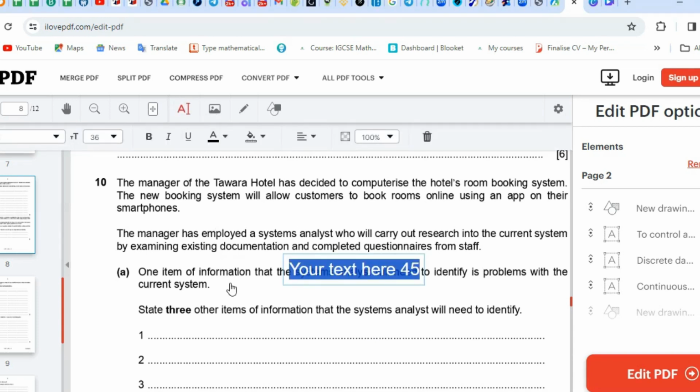One, the input, processing, output of the current system. The input, processing, output of the what? Of the current system. That's number one.